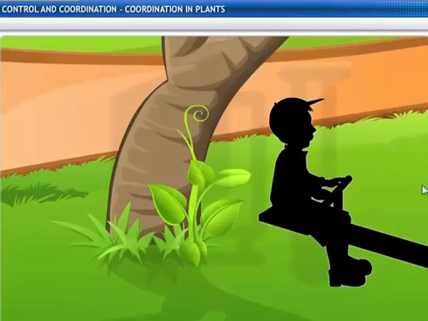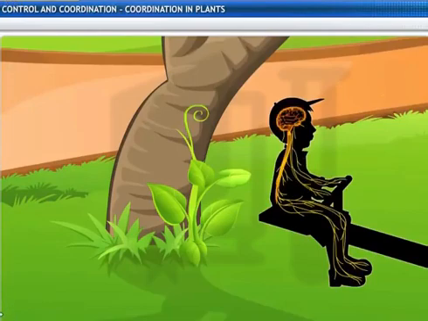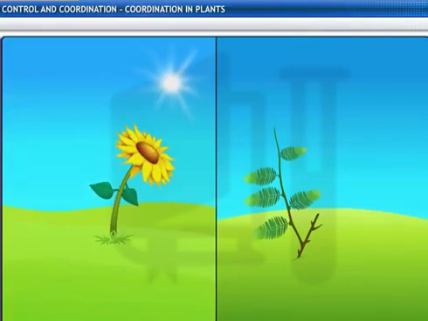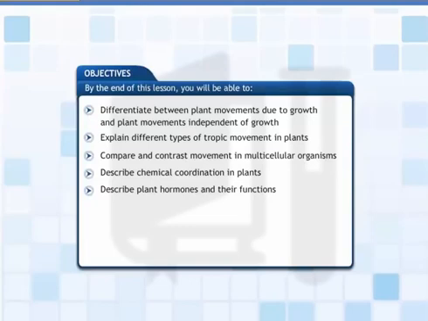Plants are no exception. But, unlike animals, plants don't have nerves for controlling and coordinating their activities. So how do they respond to stimuli? Plants respond to stimuli with the help of chemical compounds secreted by cells whenever needed. In this lesson, you will learn about the types of coordination in plants.